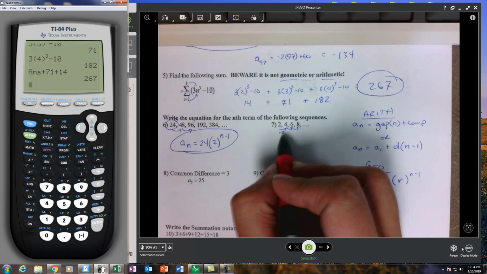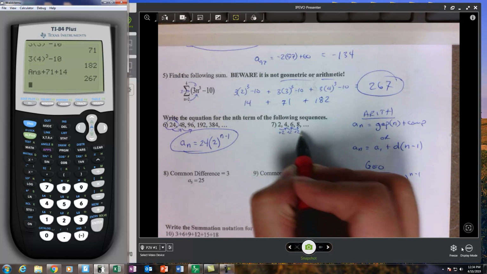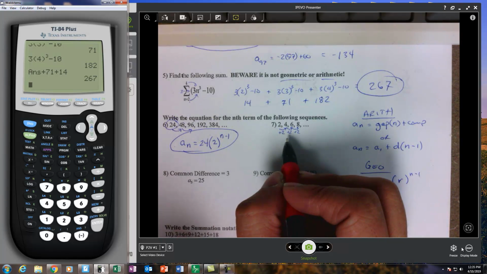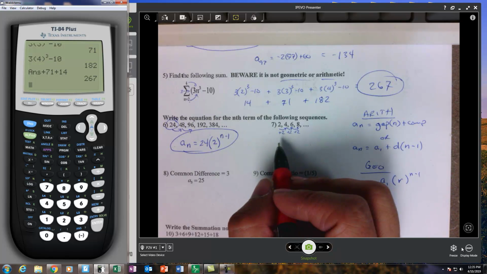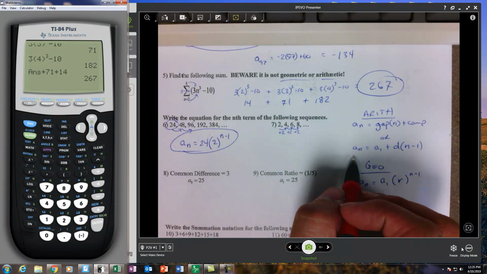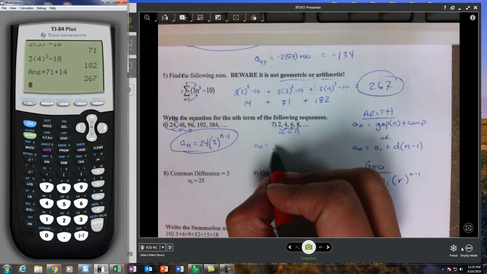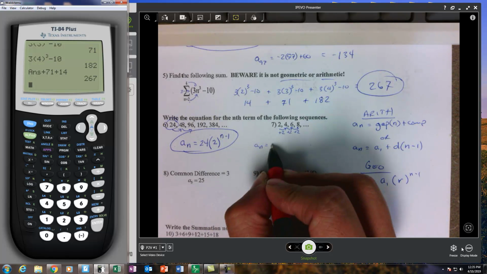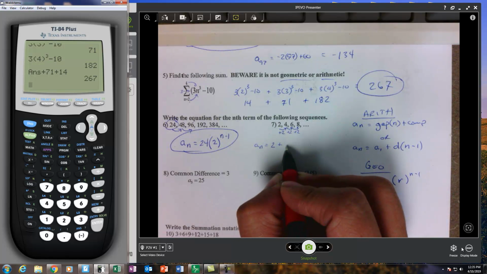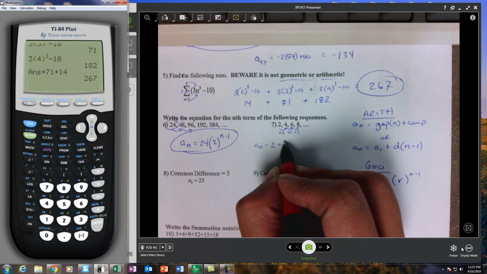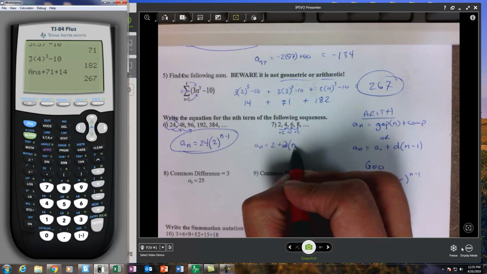On number 7, I notice that it's 2 becomes 4, becomes 6, becomes 8. It looks like it's just a plus 2 each time. So if I'm adding 2 each time, that makes it arithmetic. On this one, I'm going to go ahead and do the a sub n down here. So a sub n equals the first term, which was 2, plus the difference, which is 2, times n minus 1.